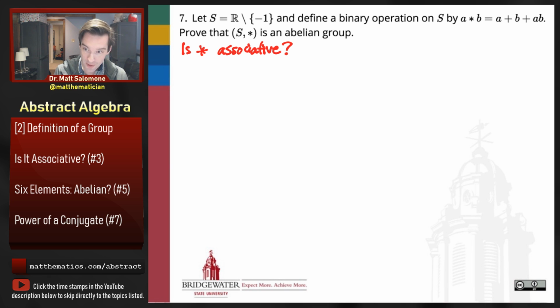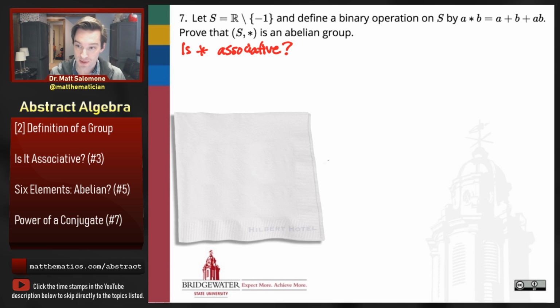Because I want to write a proof, the first thing I'm going to do is drop a napkin down on the table, and we're going to use this napkin as our way to get started brainstorming the calculations that are going to go into the proof we're about to write. So the first question is, what is the associative property? What does an associative operation satisfy? So, the definition of associative.